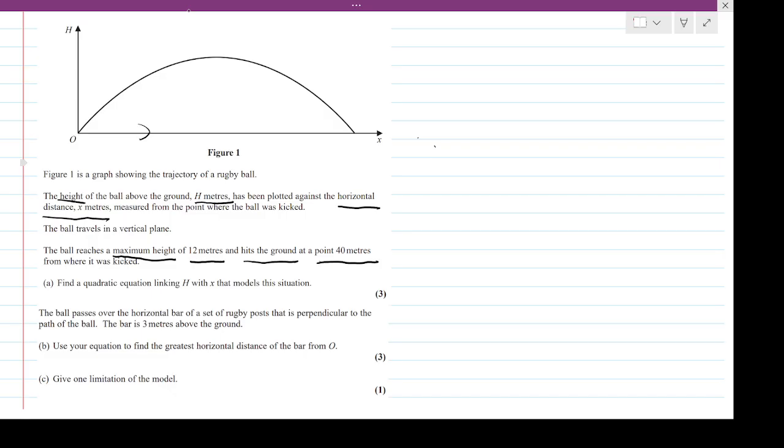And then part A is kind of like the other question we looked at: find a quadratic equation linking h to x. So in part A, they're asking us to find the equation this time. It says find a quadratic equation. So it's going to look like this, right? h is going to be ax squared plus bx plus c. Okay, so it's going to look something like this at the end.